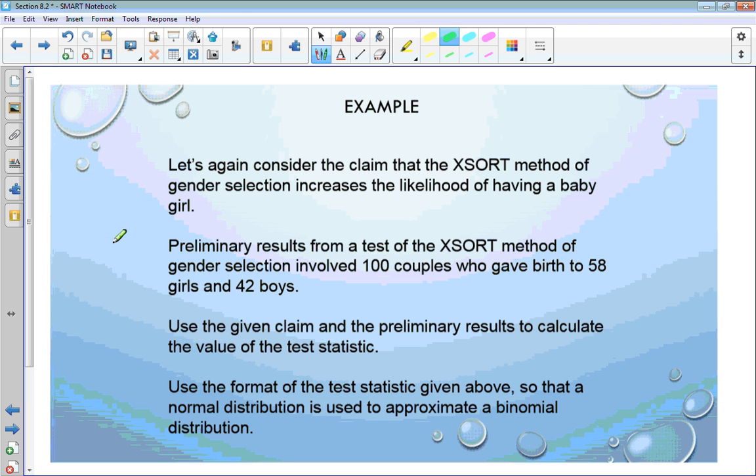So here we go. Let's again consider that claim about the XSORT method, that it would increase the likelihood of having a baby girl. As we said earlier, the results from a test that involved 100 people produced 58 girls and 42 boys. So we're going to use that claim and the preliminary results to calculate the value of the test statistic. We're going to find out the format of the test statistic so that the normal distribution is used to approximate the binomial distribution.